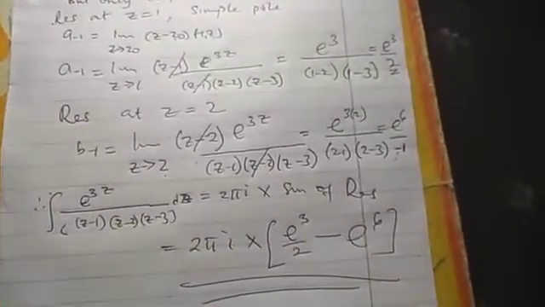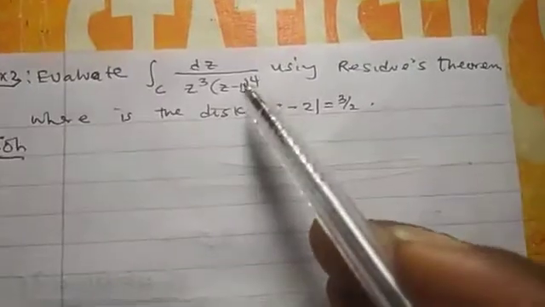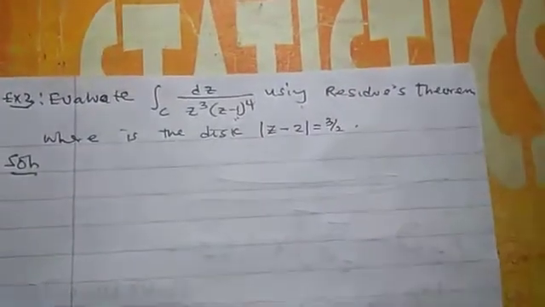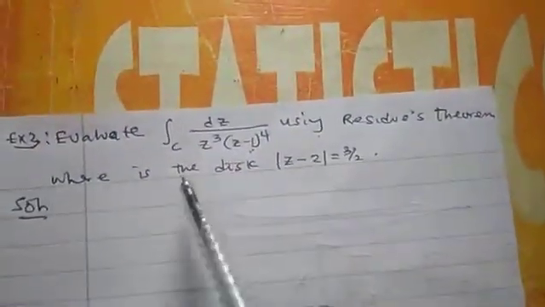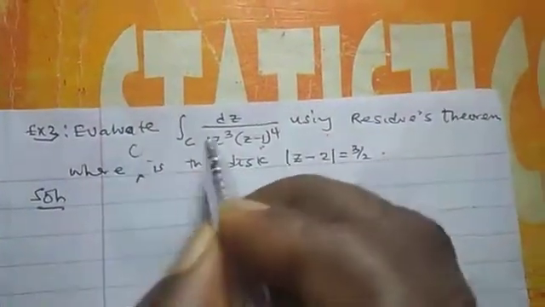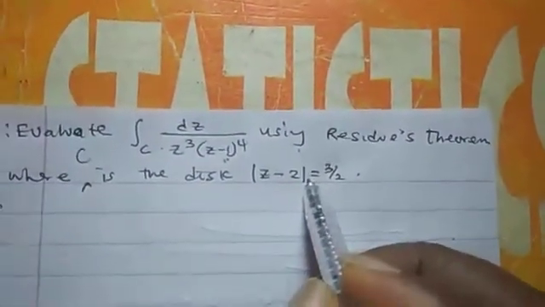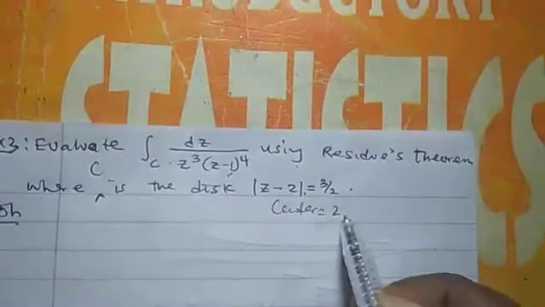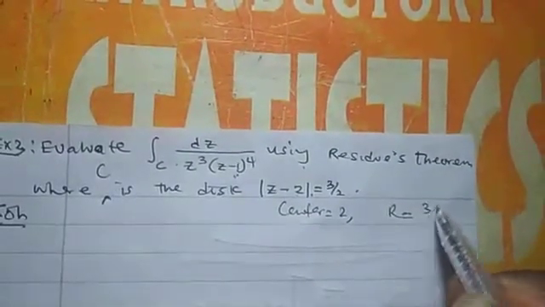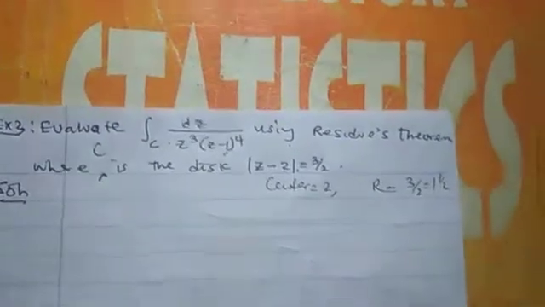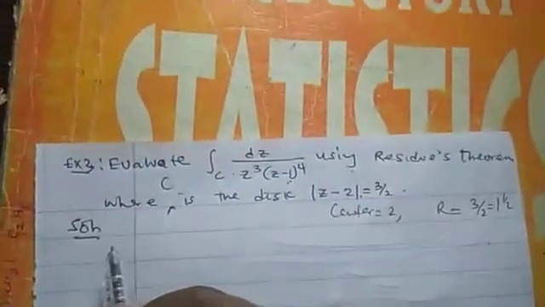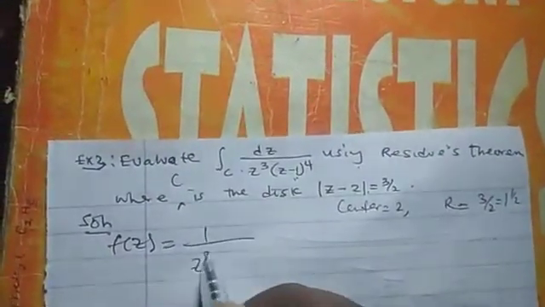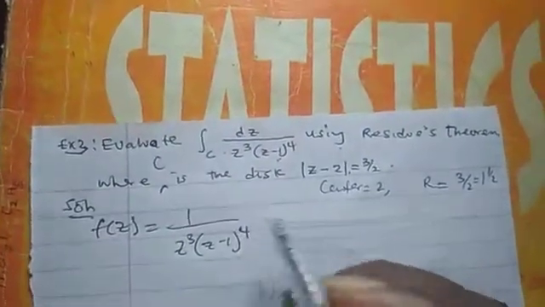So let's consider another example. Example 3. We want to evaluate this integration using the residue theorem, where this C is this disk. Look at this disk here. This disk simply means that the center of the circle is 2 and the radius is 3 over 2, or simply 1.5. Now, let's say I want to write out my f of z. My f of z is 1 over z cubed times (z minus 1) raised to power 4.